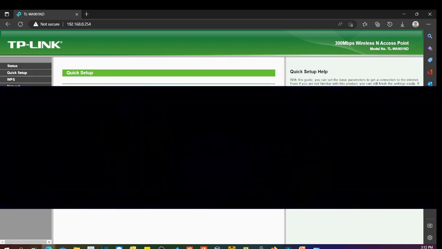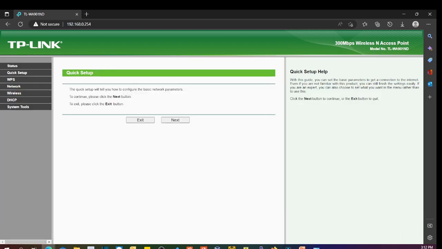Okay guys, this was how we can configure the bridge mode. In the next lecture, we're gonna discuss some other important things, and I need your attention as well.